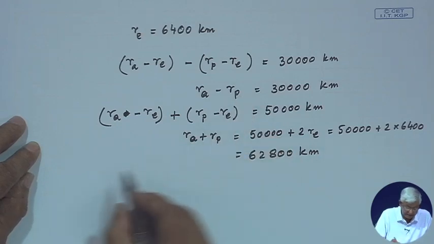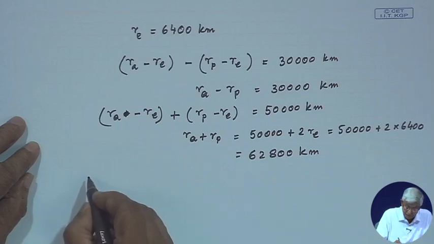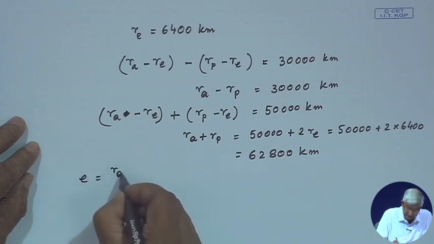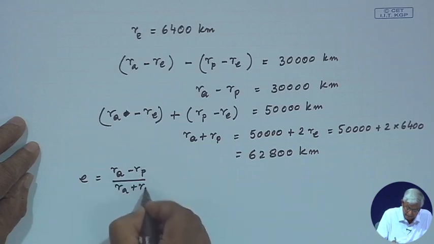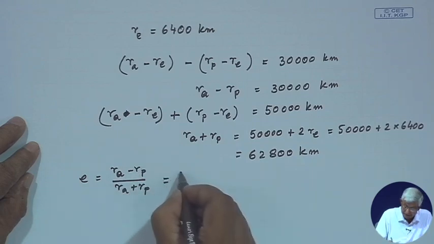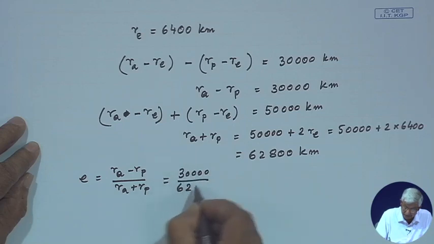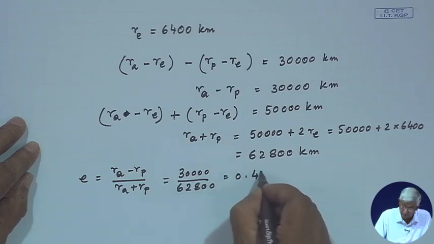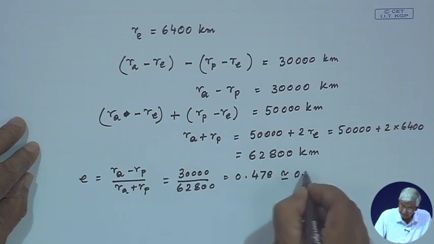and we were asked to find out the eccentricity. So, eccentricity can be easily calculated, that is e is (R_A minus R_P) by (R_A plus R_P), that is equal to 30,000 by 62800, which will come out to be 0.478, or the nearest value is 0.48.